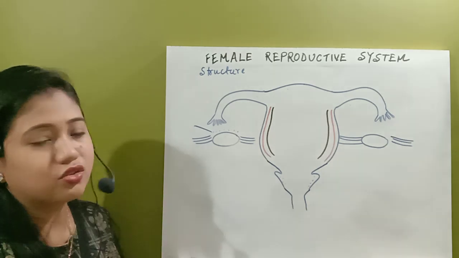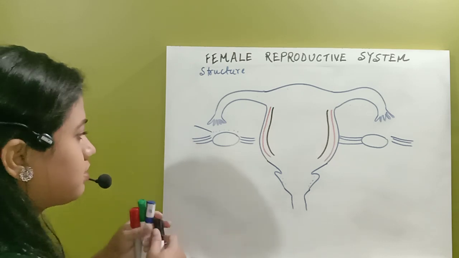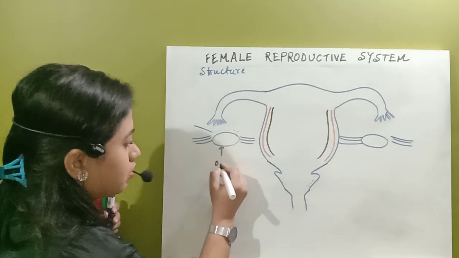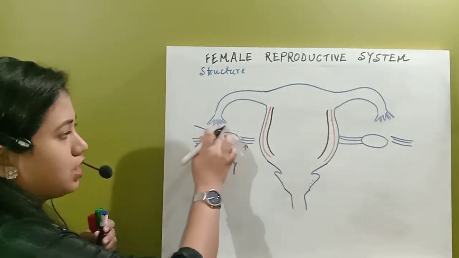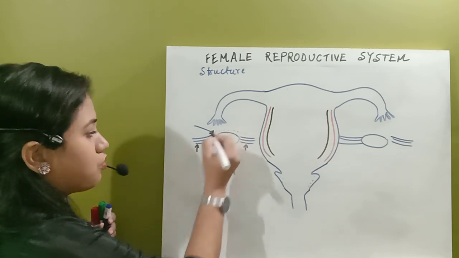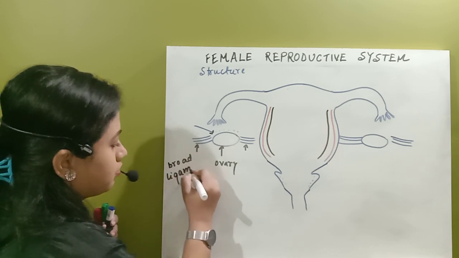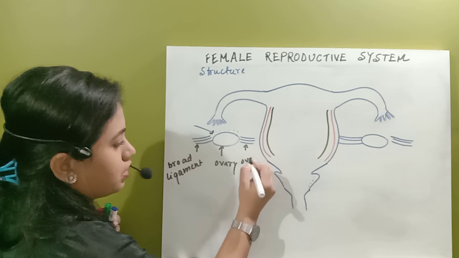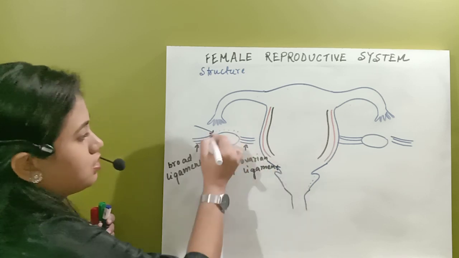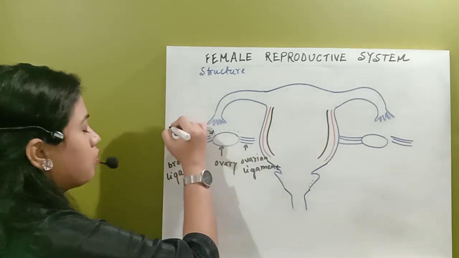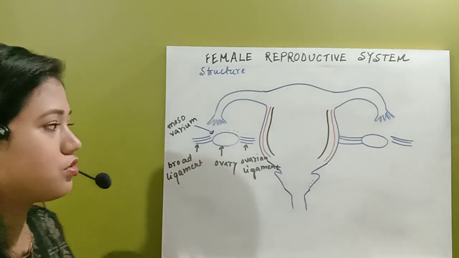So here this is the structure of the female reproductive system. Let's first of all label it. So this is a pair of ovary. Here ovary is present. Now there are 2 ligaments present. Behind also we have another ligament. What are those? Here this is the broad ligament. This is the ovarian ligament. This one, which is the peritoneal fold, we'll call this the mesovarium. So this is the structure of the ovary.